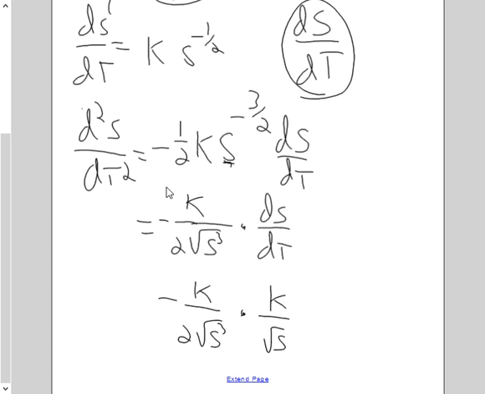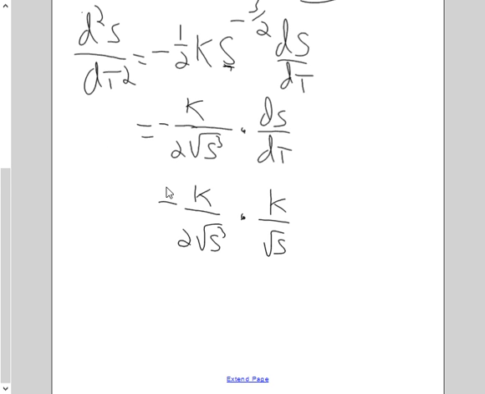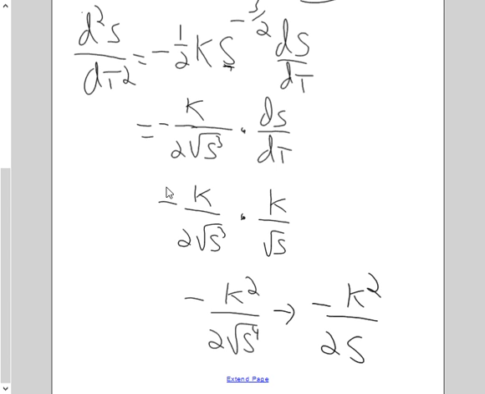Now if we multiply those, we're going to get negative k squared over 2 times the square root of s to the 4th, and of course the square root of s to the 4th is s squared. And that's where they're trying to get us to see that the acceleration is inversely proportional to s squared.